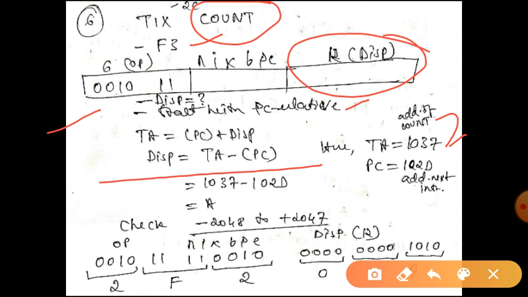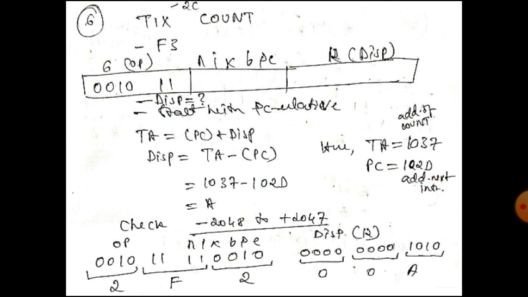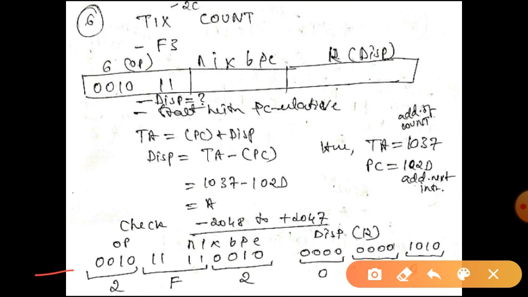Check out that. Then PC is the address of the next instruction. It will be 102D. You just check out, as I have explained in the previous slide. PC is the address of the next instruction after TIX. So it will be 102D, and using these two values you compute the displacement. You will get A, and once you get it, you check, is it in this range? Yes, it is in this range, minus 2048 to plus 2047. Once you are sure that it is in the range, you write it down in this format. That is format 3.